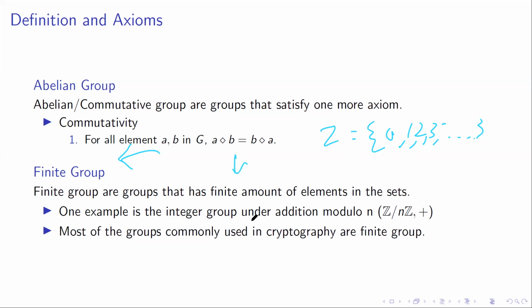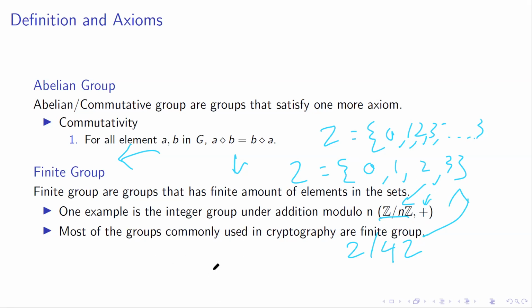For example, the integer group under addition modulo n. We use this notation to represent the integer group under addition modulo n. So let's say I have a set that consists of 0, 1, 2, 3, then this is Z for Z, right? There's actually more meaning to this notation. It's called a quotient group, but I'm not introducing the quotient group right here. You can just think of it as another set. And this is the addition operation.